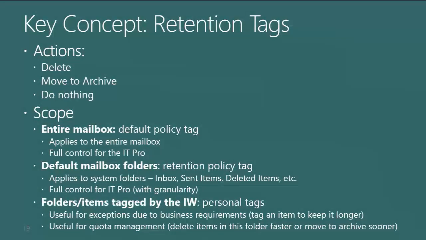You can either delete it after a certain period of time, move it to my archive after a certain period of time, or just do nothing in that case. And you can do that at 3 different levels. I'll show you a demo of this in just a minute, but I want to make sure you get the concept. I can have a policy on my entire mailbox with what's called a default policy tag. So one example is move everything to my archive from my regular mailbox after 2 years. I can set a policy that does that.